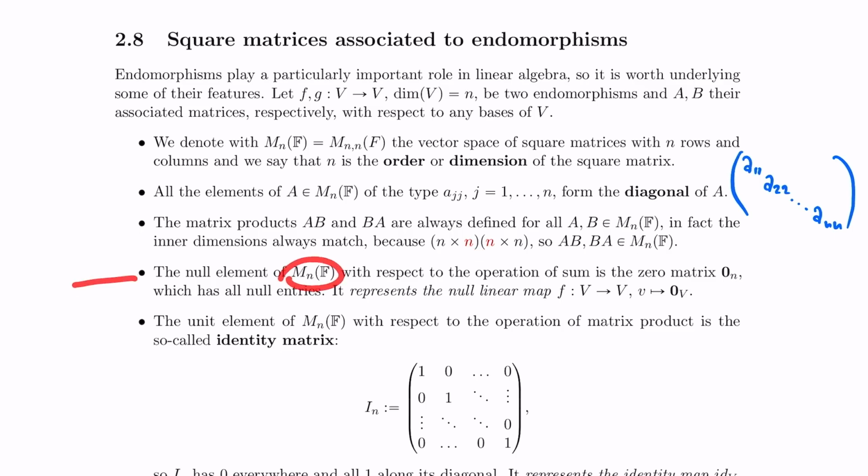Since Mn of f is a vector space, it makes sense to ask ourselves what is the null element of this vector space. Well, it is the zero matrix, that is, the matrix with all zero entries. Of course, it represents the null linear map, which is the linear map that takes every vector of V into the null vector of the vector space. The unit element of Mn of f with respect to the operation of matrix product is the so-called identity matrix.